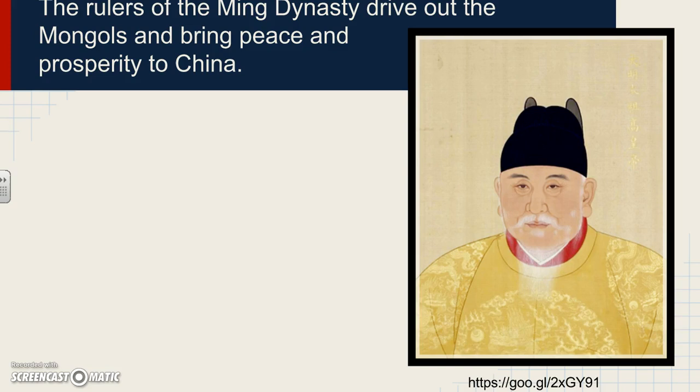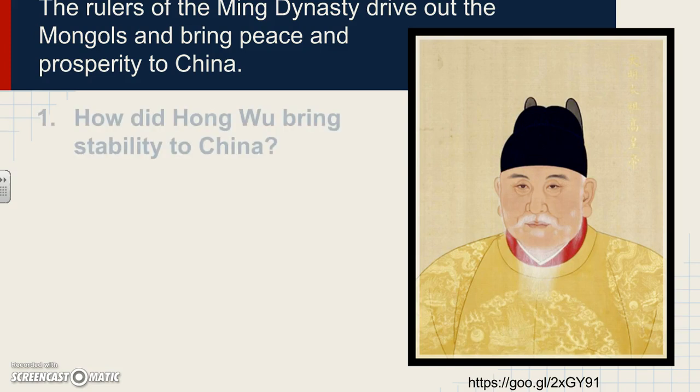So the first statement says the rulers of the Ming Dynasty drive out the Mongols and bring peace and prosperity to China. Okay, and the first question that we have here is, how did Hongwu bring stability to China? So that's a picture of good old Hongwu there. He's kind of an interesting guy. As you read in your textbook, he's actually the son of a farmer, a peasant farmer. He wasn't nobility, but he rose in the ranks of the rebellion against the Mongols.